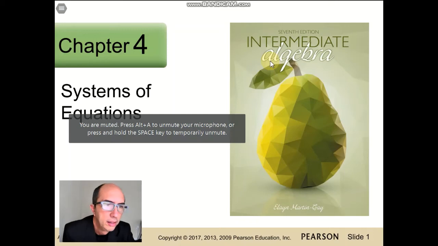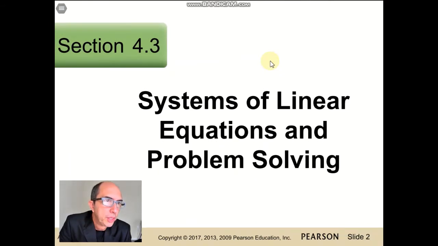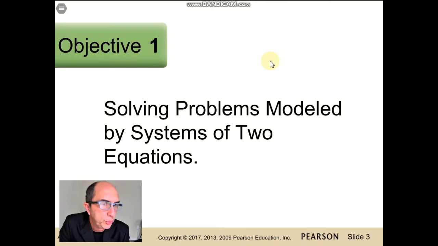Welcome back. We are on chapter 4, Systems of Equations, and we're going to work today on section 4.3, Systems of Linear Equations and Problem Solving. The first objective here is to solve a problem modeled by systems of two equations.